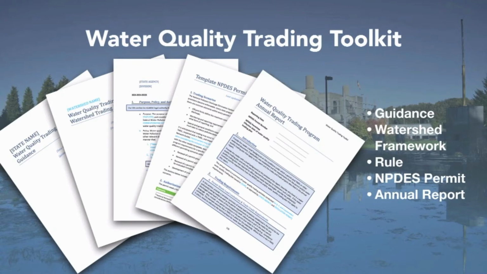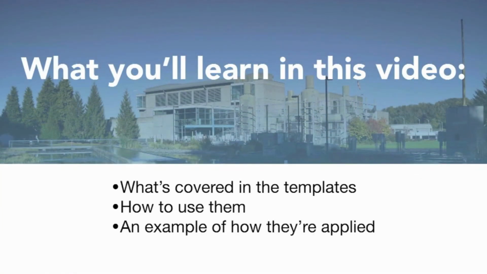Templates are meant as a starting point only, and any language can be adjusted and customized to meet the needs of your state. In this video, we'll go into greater detail on what each of the templates covers, how to use them, and an example of how they could be applied. The Water Quality Trading Toolkit includes templates for state rule, guidance, a watershed trading framework, an NPDES permit, and an annual report. I'll talk through how we approached each of these documents.